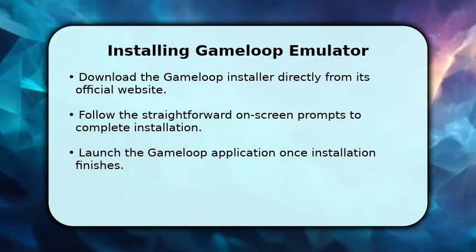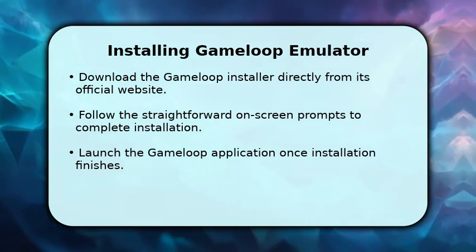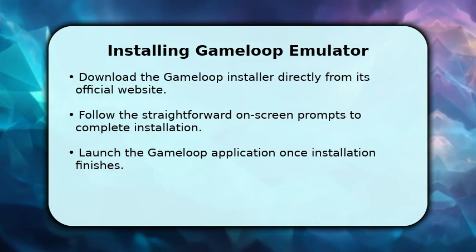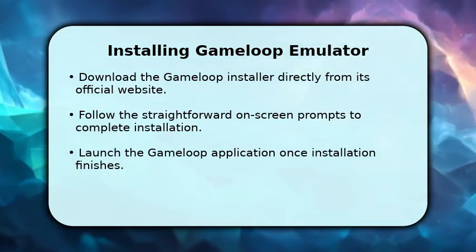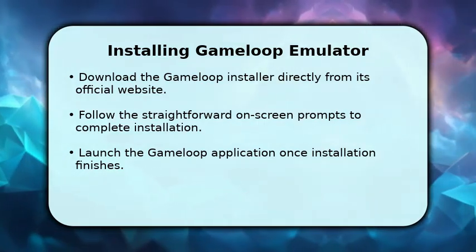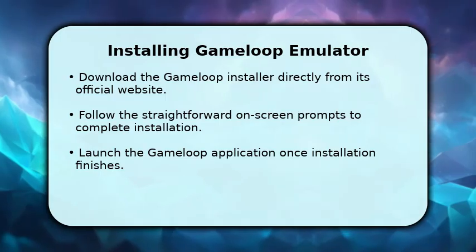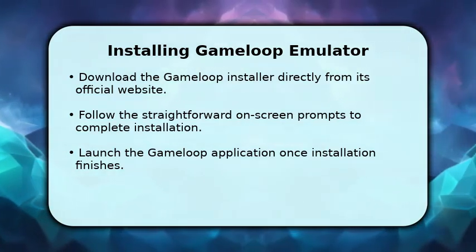Next, let's get GameLoop installed. Head over to the official GameLoop website and download the installer file. Once downloaded, simply run the installer and follow the clear, step-by-step instructions provided. The process is quick, usually taking only a few minutes. After successful installation, launch the GameLoop application to proceed with setting up your game.